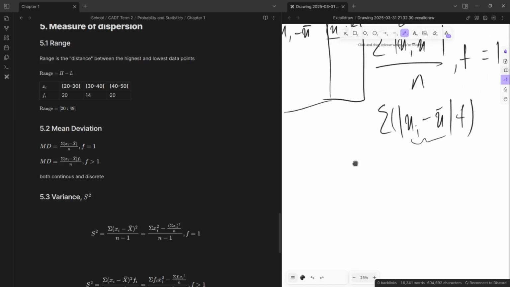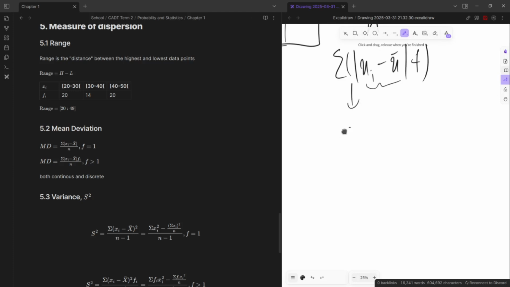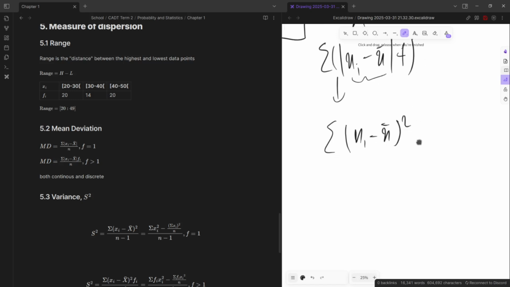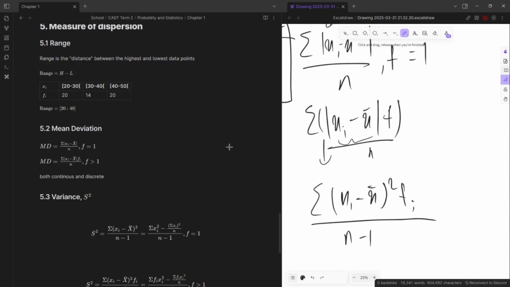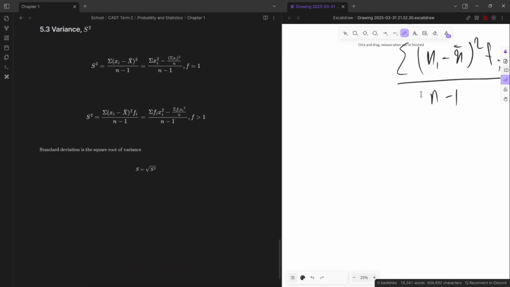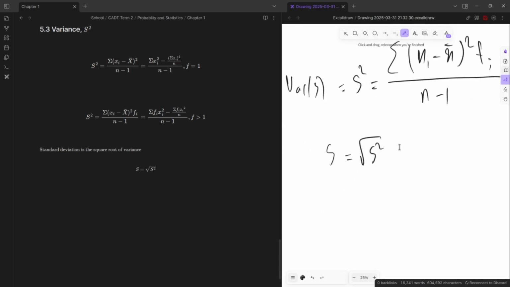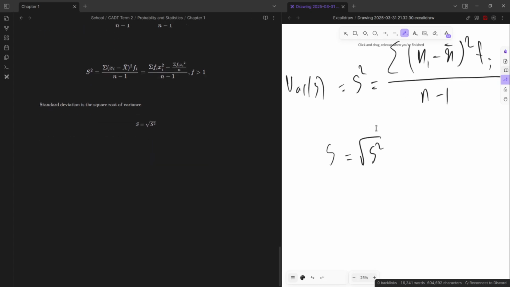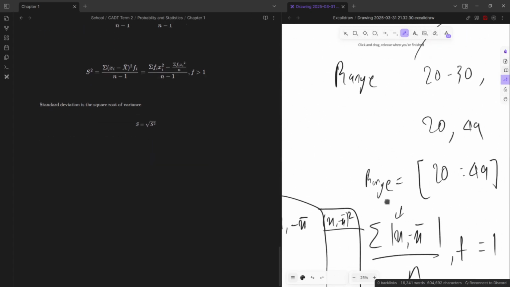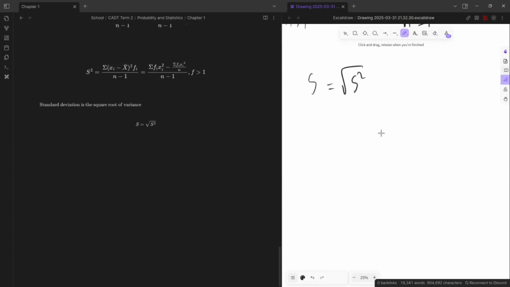And variance is just copy this, but give it a square. Variance, boom. And do this, or this goes like this instead. And our standard deviation is just the square root of our variance. This is var, s, or s squared. That's it for the first chapter. Not much more you need to know. Just do the practice problems and you will understand a lot.